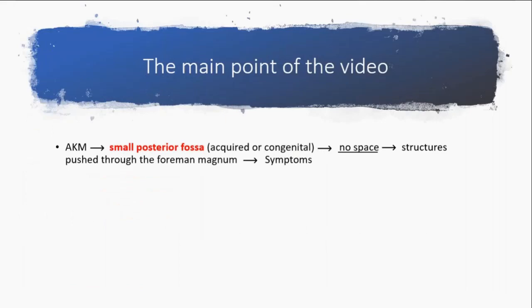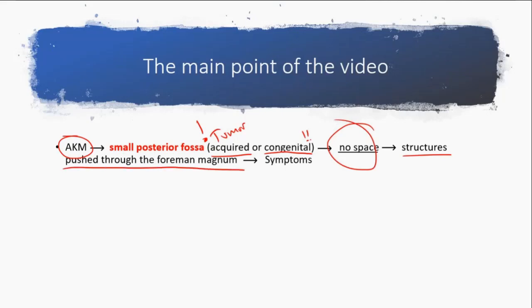So hopefully I haven't gone over 5 minutes. So the main point of the video essentially is that Arnold-Chiari malformation is a small posterior fossa. It could be something that you're born with, or it could be acquired, something like a tumor that's taking up space in the posterior cranial fossa, and that leads to no space. This means that there are going to be structures that are pushed through the foramen magnum, and you're going to get symptoms associated with compression.